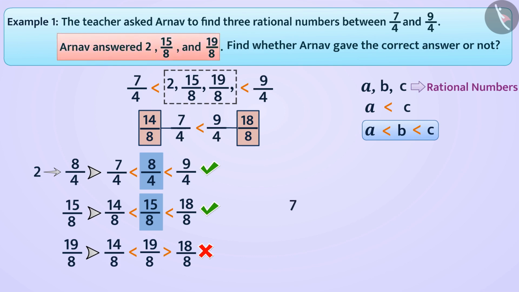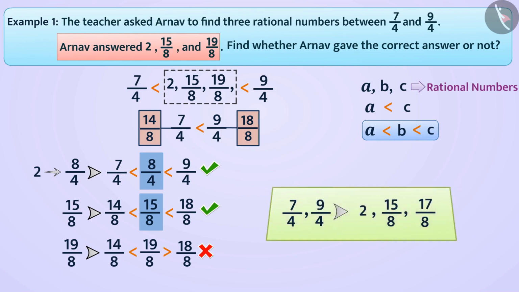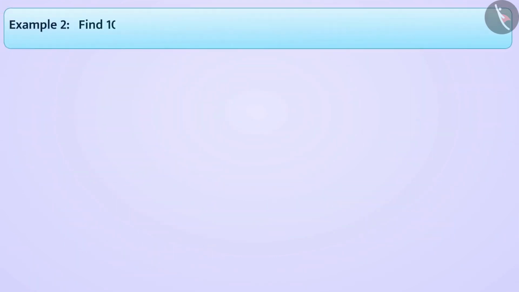The rational numbers between 7 by 4 and 9 by 4 are 2, 15 by 8, 17 by 8. Next example. Find 10 rational numbers between -4 by 11 and 2 by 3. Let's solve this by reviewing each method.